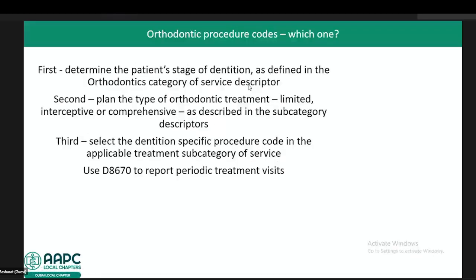Ortho procedure codes, which one? First, determine the patient's stage of dentition, as defined in the orthodontic category of the service descriptor. Then plan the type of orthodontic treatment: limited, interceptive, or comprehensive. Then select the dentition. Then the specific procedure code is applicable, so you have to know the codes. For example, use D8670 to report periodic treatment visits, the same as what we're using for Abu Dhabi 9332. So D8670 for the monthly visits.